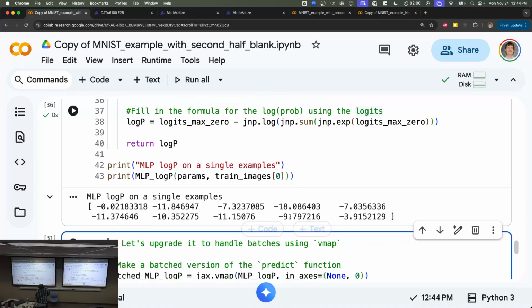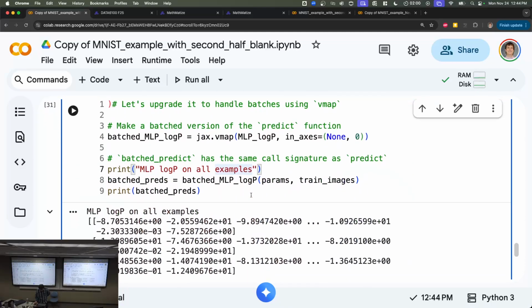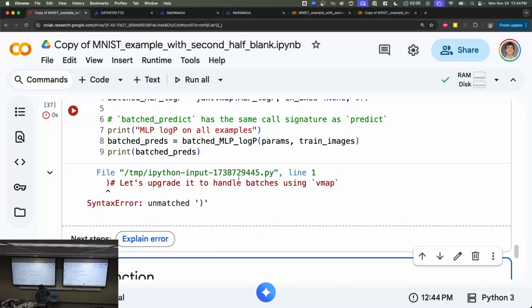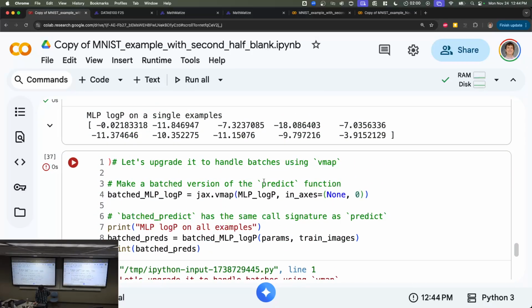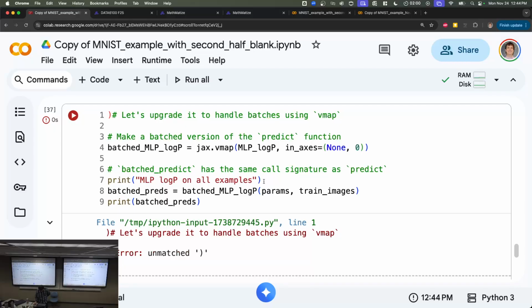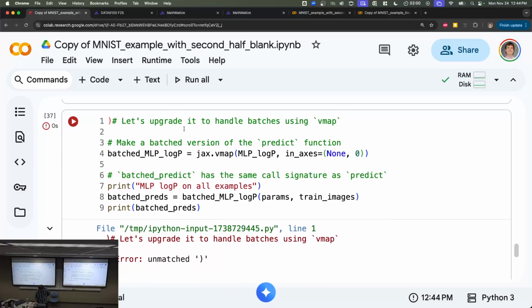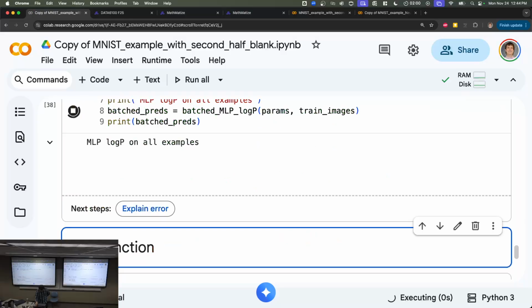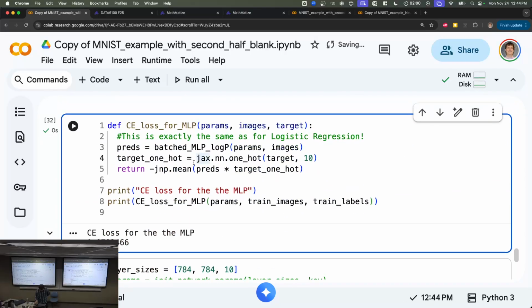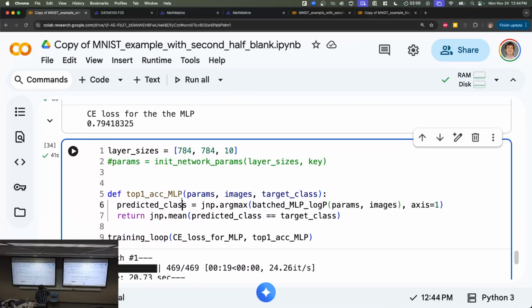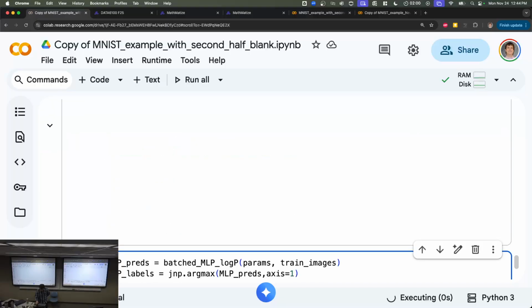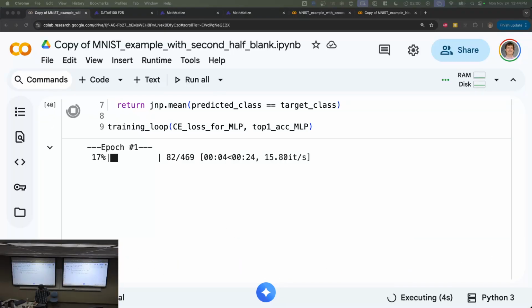These are the logits, and now hopefully it will work better. Let's see. Oh, a syntax error. Oh, I see. I put a comma. Okay, very good. Thank you. Cross entropy loss. All right, now fingers crossed it works better, because otherwise I'll be very embarrassed. Okay, it's training.